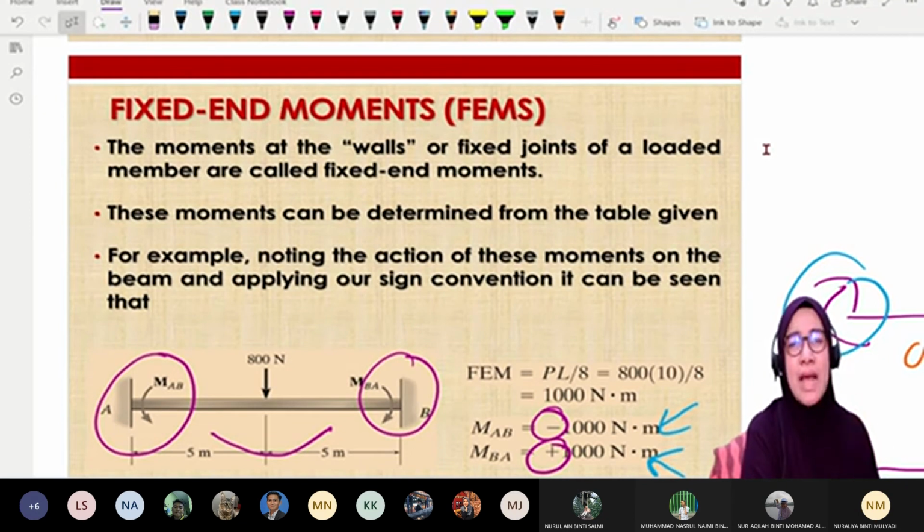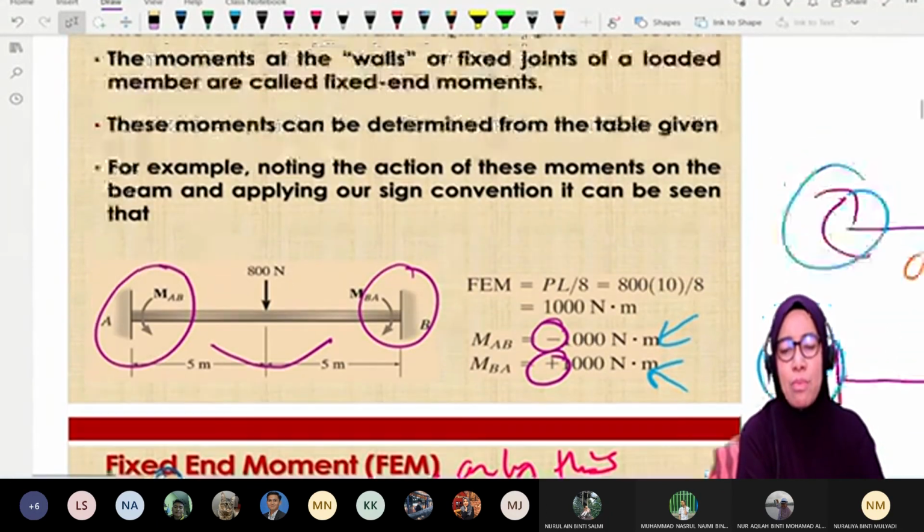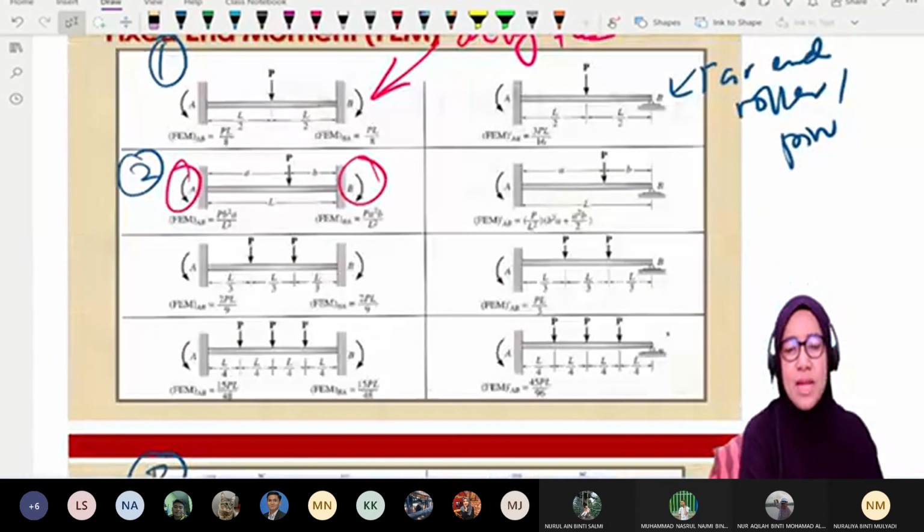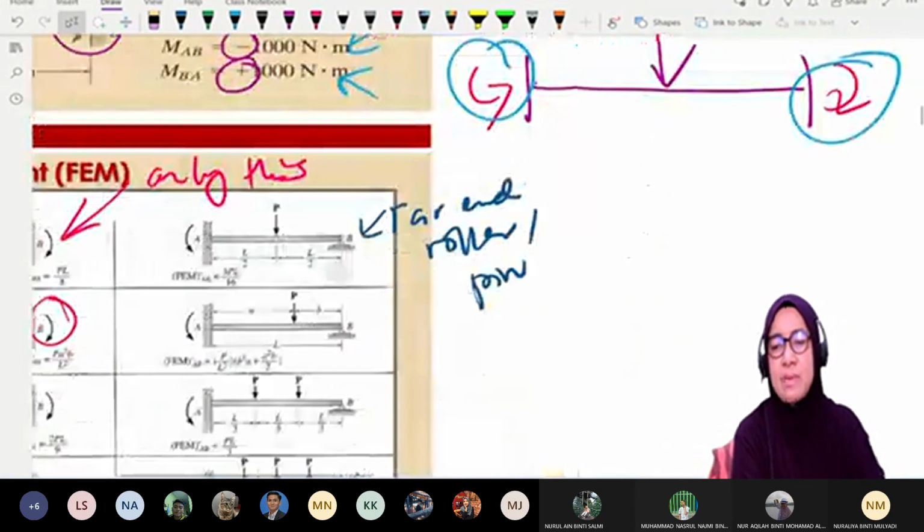But fixed end moment ni bukan assumption. Fixed end moment is not assumption. Fixed end moment ni is behavior. Fixed end moment is behavior. Okay, behavior. So dalam buku memang dah ada lah yang ni, kalau you tengok dalam textbook. Nanti saya akan letak juga this sheet, the full from textbook for the formula fixed end moment. So yang ni behavior. Nampak tak? Dia behavior.